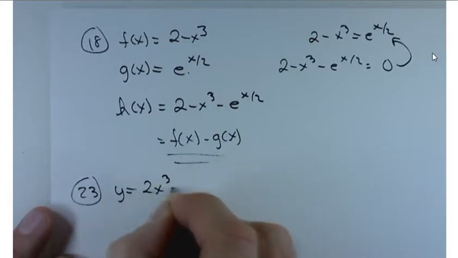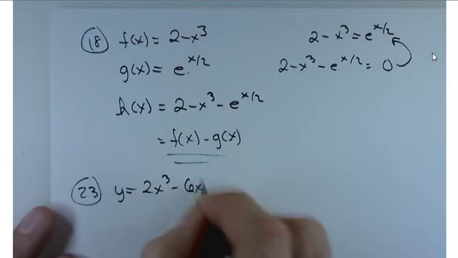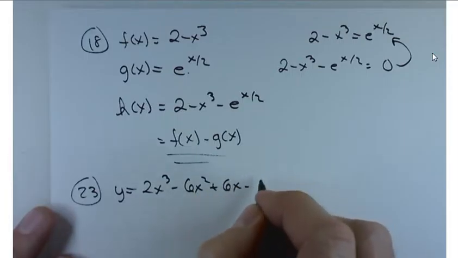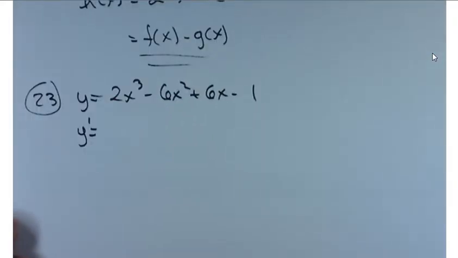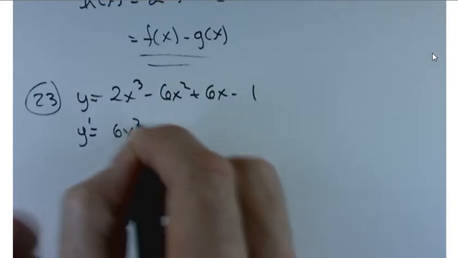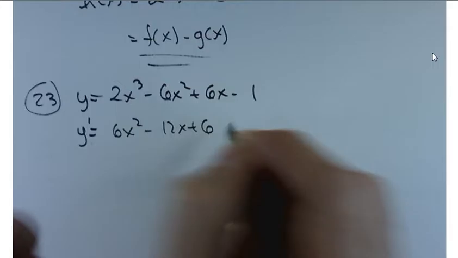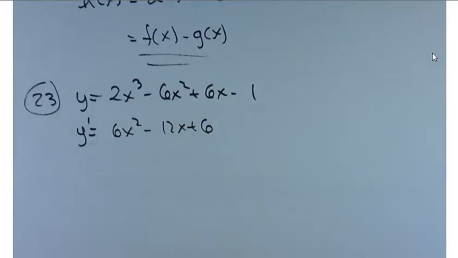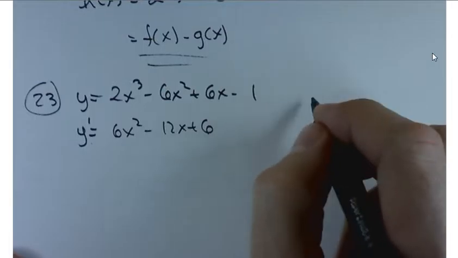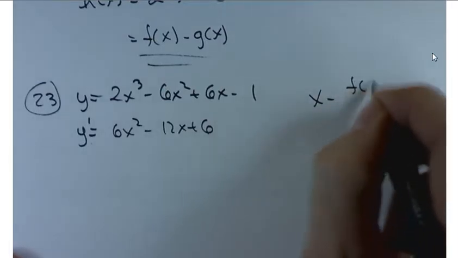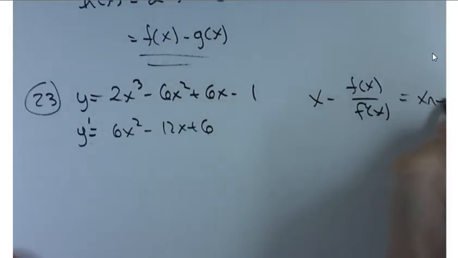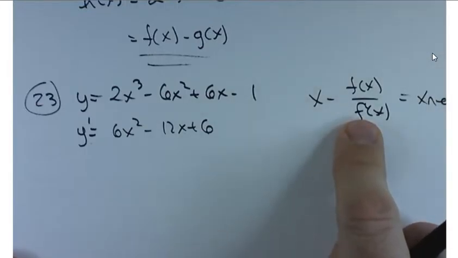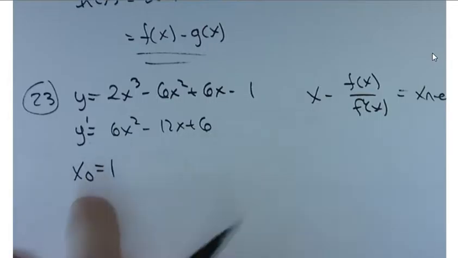y equals 2x cubed minus 6x squared plus 6x minus 1. Let's take a look at what y prime would equal. y prime would be 6x squared minus 12x plus 6. Looks all right. Newton's method looks like this: x minus f of x over f prime of x, and that's our new guess. They tell us in this one to use x sub 0 equals 1 as your initial guess.